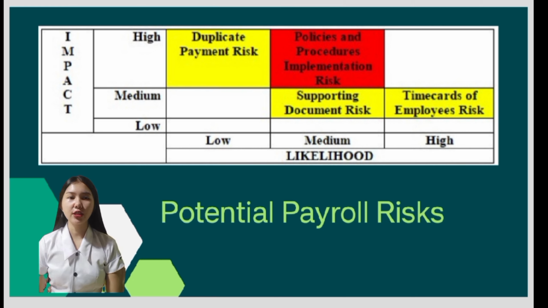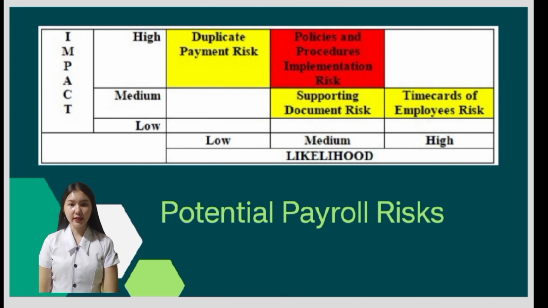So next is the supporting document risk. For the impact, it is medium, and for the likelihood, it is also medium. So if we combine this, it is a medium risk, so the yellow shading. So the last one is the time cards of employees risk. For the impact, it is medium, and for the likelihood, it is high. So if we combine this, it is a medium risk, so the yellow shading again.